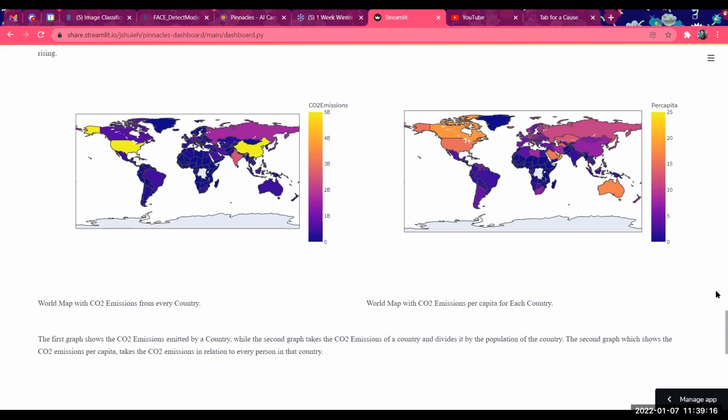And so these two graphs basically show which countries should focus on reducing their CO2 emissions, because CO2 emissions are a great factor of global warming because it traps heat in the atmosphere.